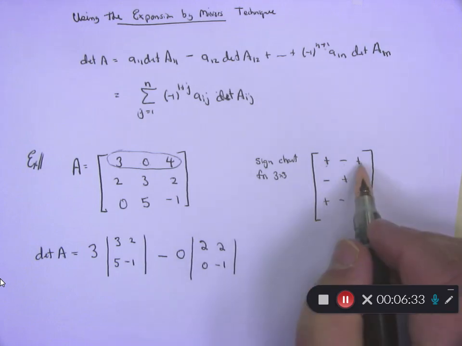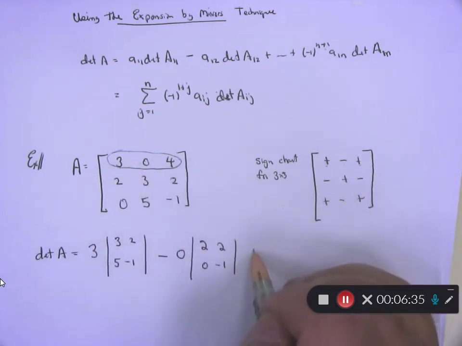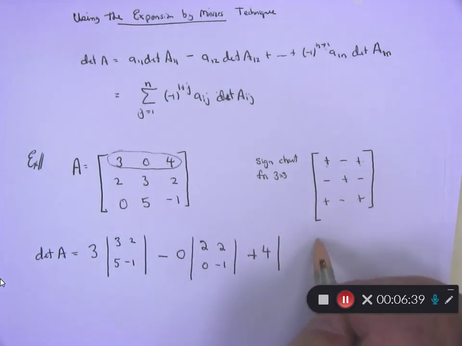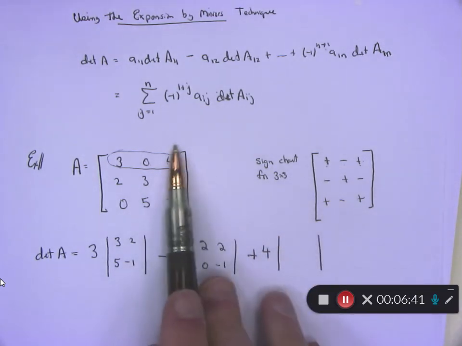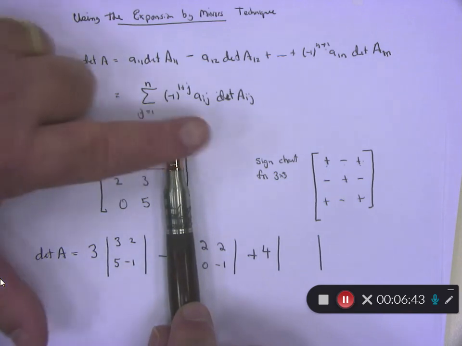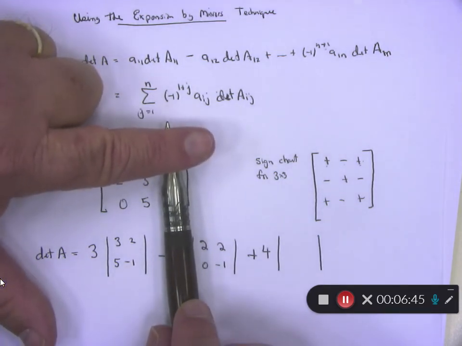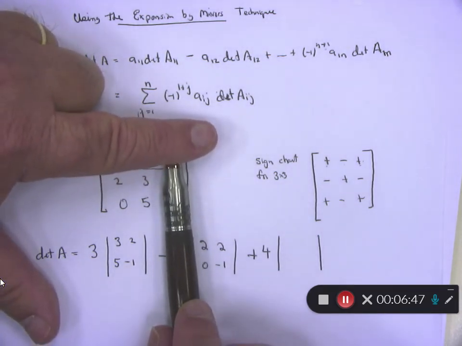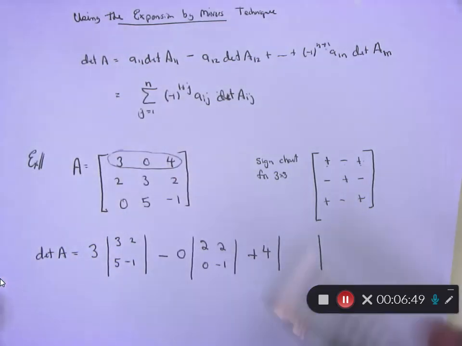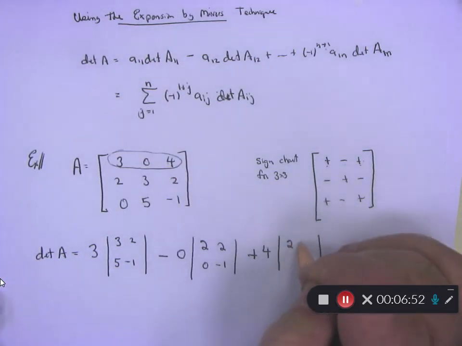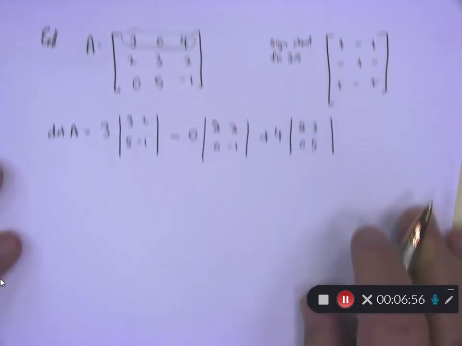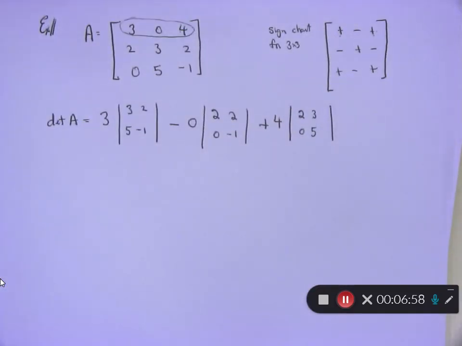And then the next one's going to be a plus as I go across the top. The next sign is going to be a plus. That number is a 4. And then you want to do its minor matrix. So again, to get the minor matrix, you knock off the row and column with that in there, and you can see the minor matrix. This would be 2, 3, 0, 5. Does that make sense? This is the expansion by minors.